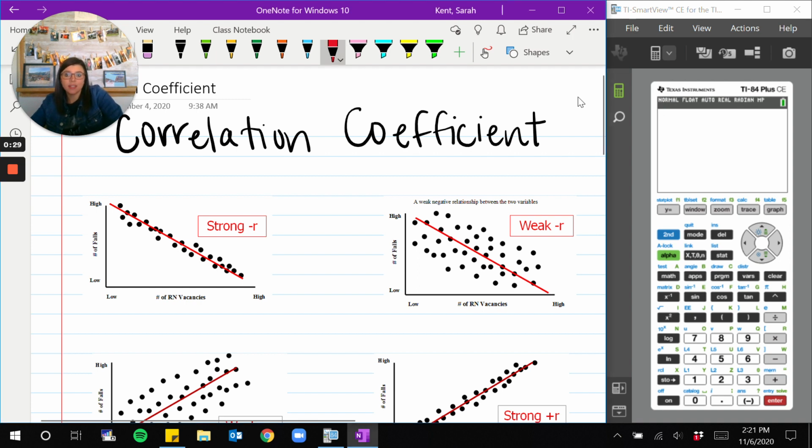So if you look at these examples, you can see these dots get pretty close to a line. They're pretty close together, they're going in the same way. So since these are close together, these are strong. And since from left to right, it goes down, this has a negative correlation.